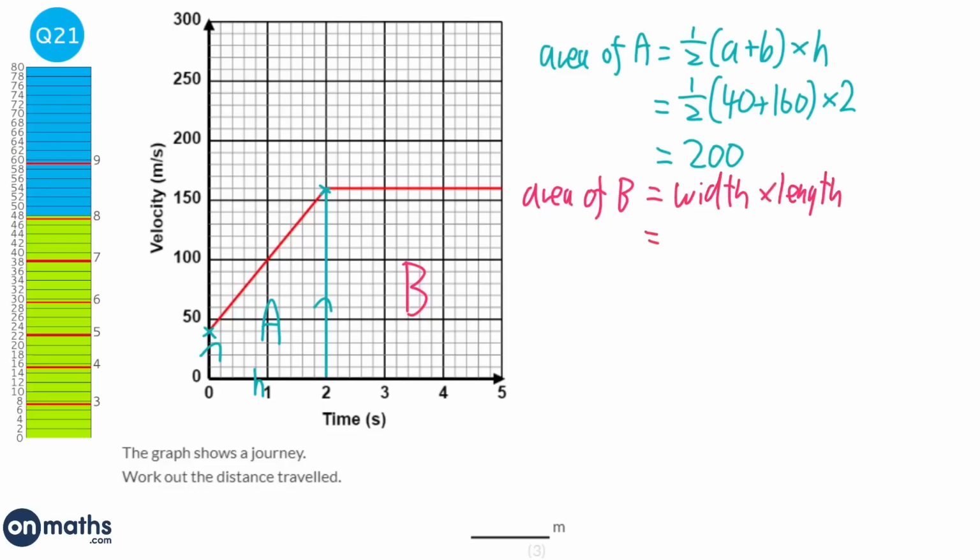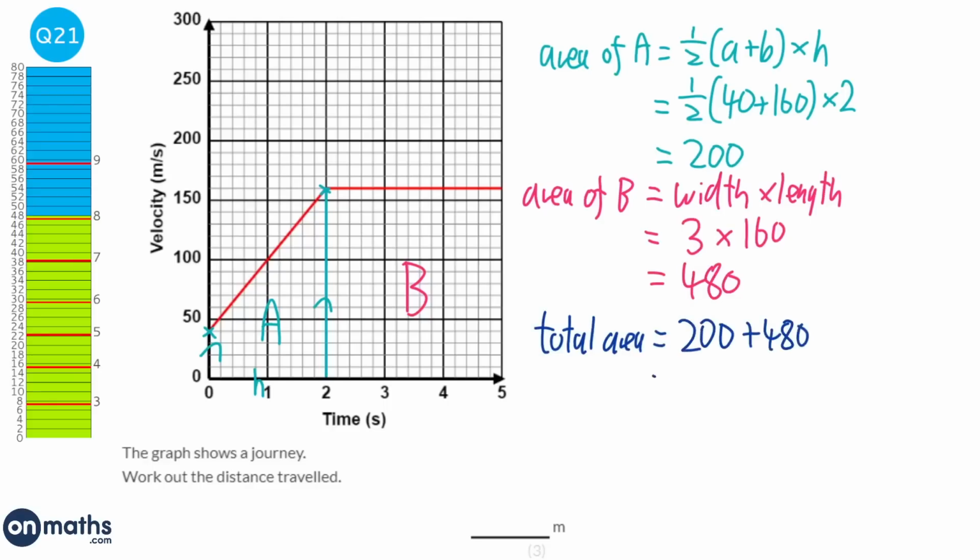So that's going to be 3 wide. And again 160 tall, so 3 times 160, which would be 480. And so we need to work out the total area, and we do that just by adding the two together. So 200 plus 480, which will be 680.